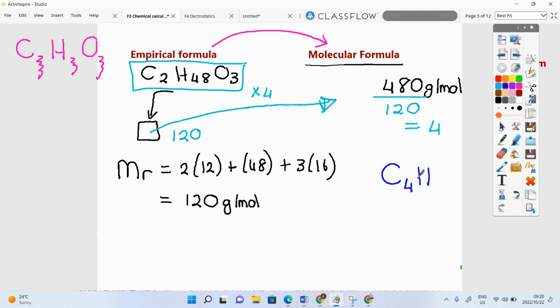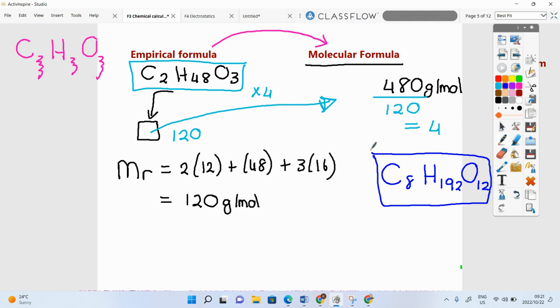C4H. Do it on your calculator. If you're talking about 4, then it would be C8. H 192. Yes. It's 2 times 4, which is 8. H 192. Oh, 12. And O. And this now is my molecular formula.